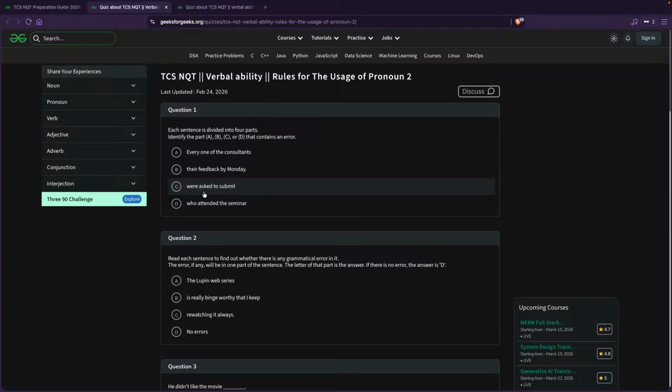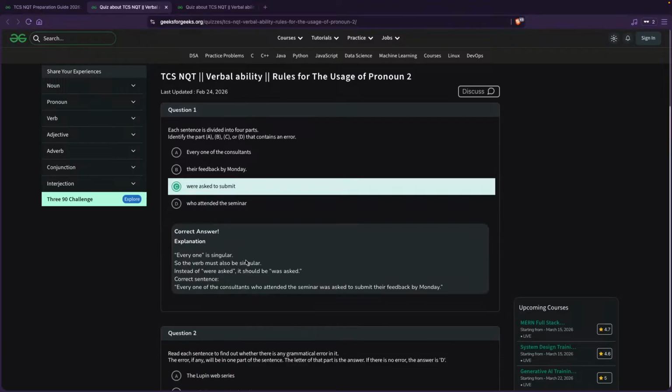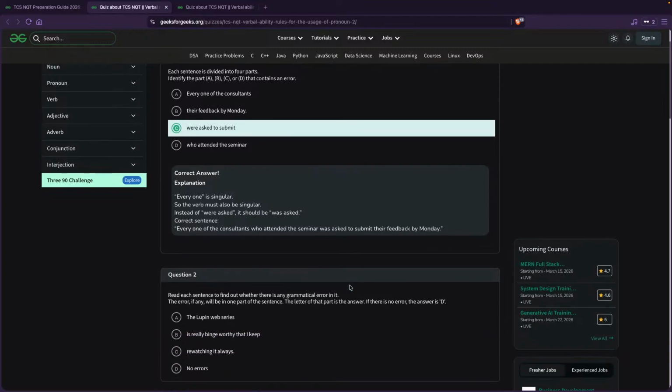I think these do not come together because were is a third form, so this will be wrong. Everyone is singular, yes. So the verb must also be singular. Instead of were asked, it should be was asked. Everyone and one, these are singular. So, every one of the consultants who attended the seminar was asked to submit their feedback by Monday.